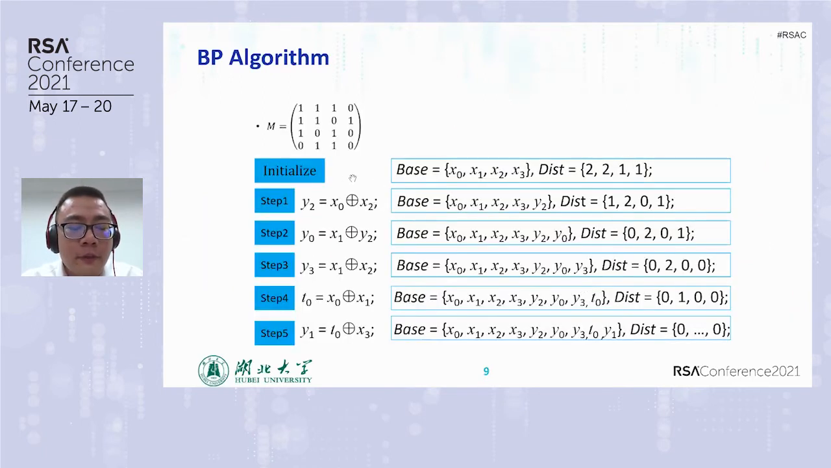Here is an example. We first put the inputs of the matrix into the base and then initialize the distance factor as the minimum number of XOR gates needed to calculate the output bits according to the elements from the base. Since the choice of the next operation is time consuming, BP takes a strategy of preemption. It means that if the XOR of two elements from the base is equal to an output bit, we can directly choose these two elements as the operands of the next operation. The BP algorithm will end when the distance factor becomes all 0s.